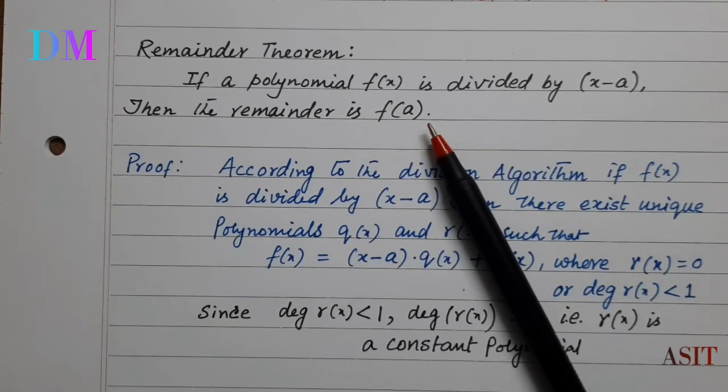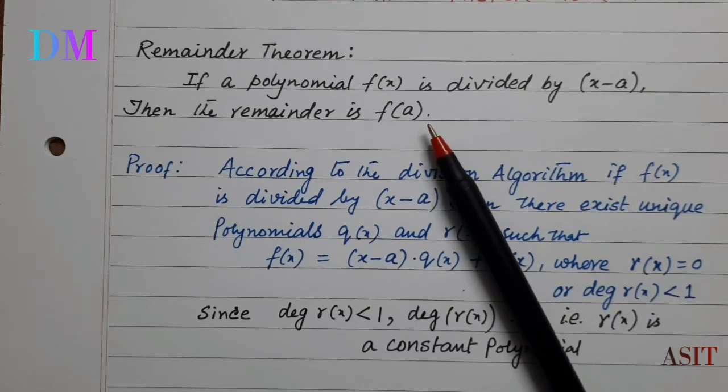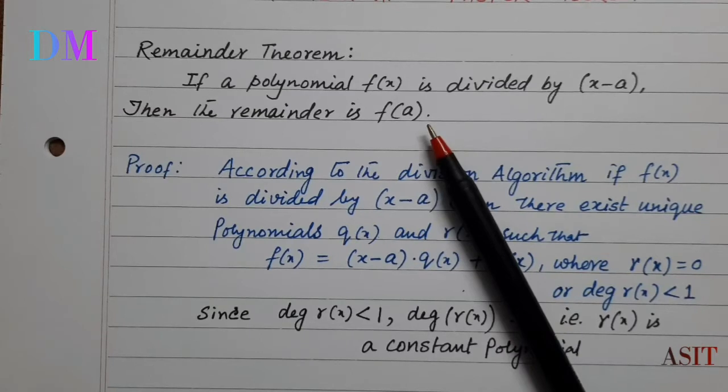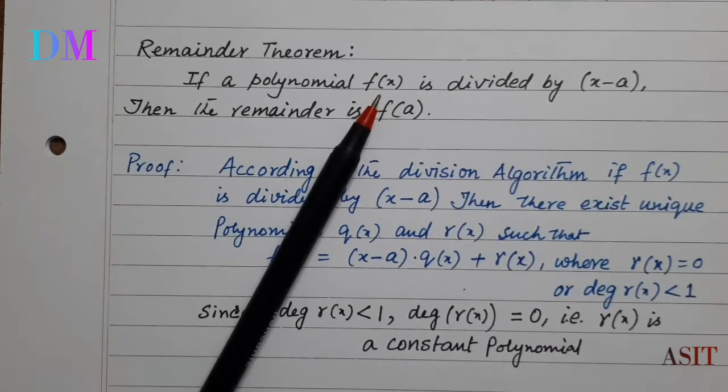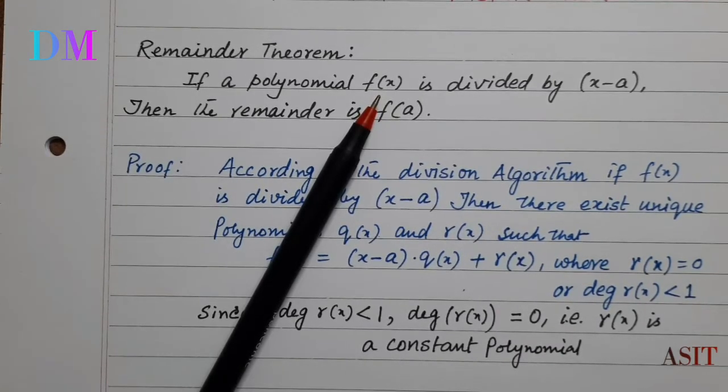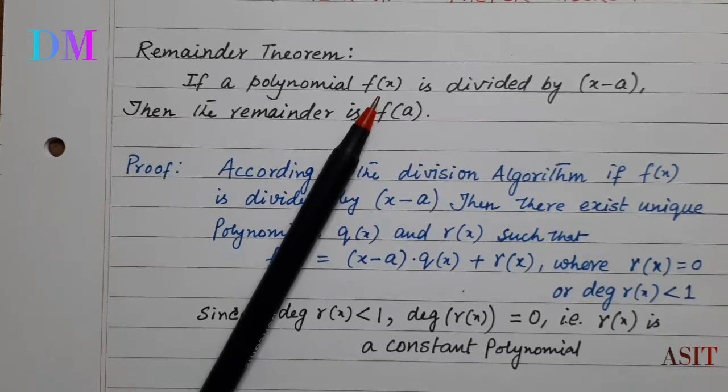That is, if f(x) is a polynomial and if we divide the polynomial f(x) by x minus a, then the remainder is f(a). Now the question is, is it true for any polynomial f(x)? The answer is yes. f(x) can be any polynomial.